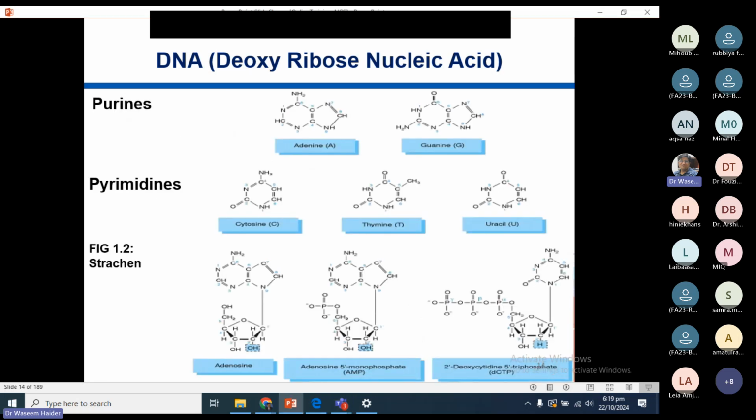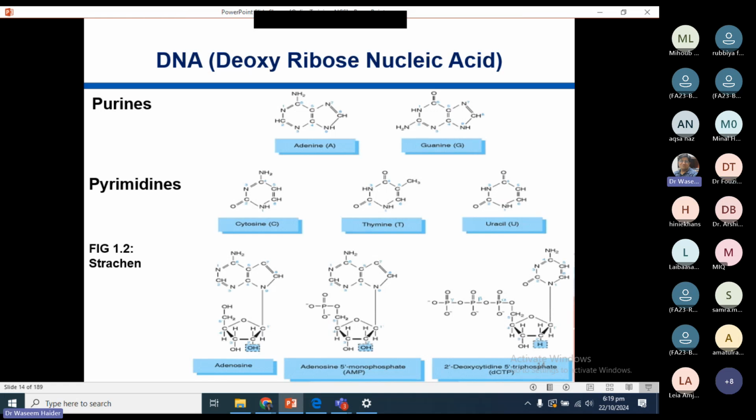Here on this slide, we talked about the purines, adenine and guanine, which are double-ringed nitrogenous bases, and pyrimidines, which are single-ringed. Any questions?